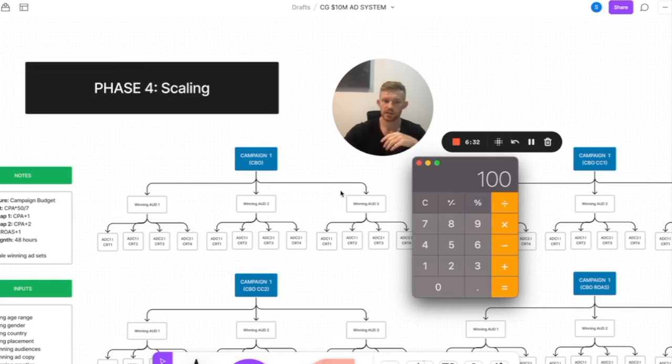This is why this calculation is so important: CPA times 50 divided by 7. And again, I give us a little bit of a bump to make sure that we're definitely going to hit the 50 conversions. So that's the first campaign that we do.